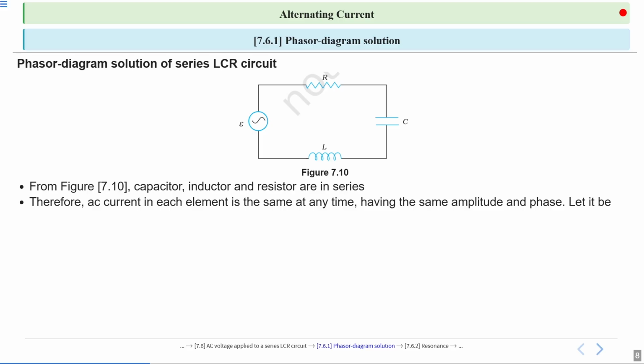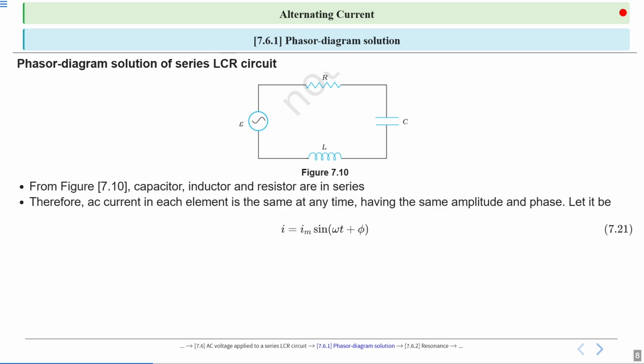We know that for DC current, in current electricity, the current remains the same in series. Now in the case of AC current also, at any time, the current will have the same amplitude and phase across all the components because they are connected in series. So let it be I equal to Im sin omega t plus phi. You can assume that I is equal to Im, its amplitude, times sin omega t plus phi.